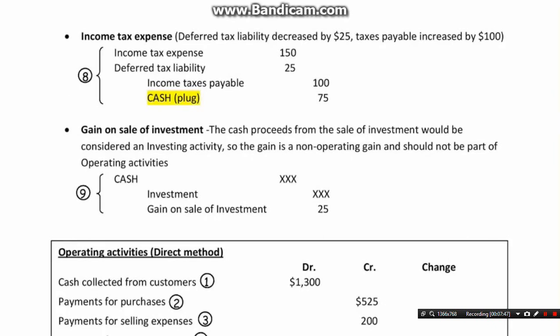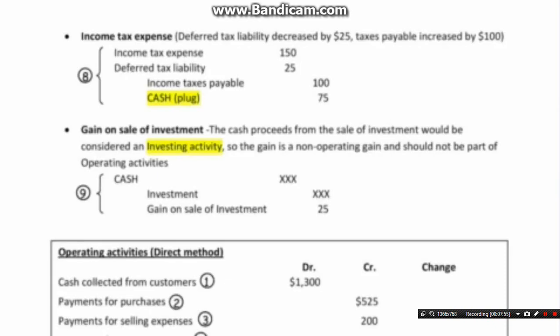Now the cash proceeds from the sale of available for sale investment, that's a highlight investing activity. So the gain is a non-operating gain and not part of operating activities. So on the journal entries, you're going to have a cash inflow from the sale of investment and the gain on the sale. But that cash inflow is from investing activities. And right now in this section, we're just looking at operating activities.